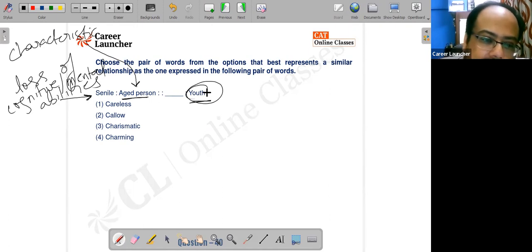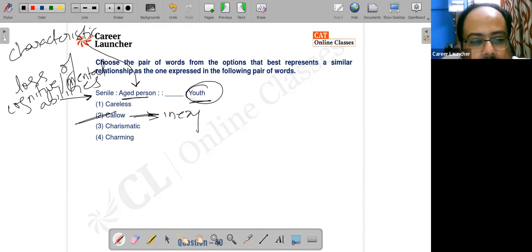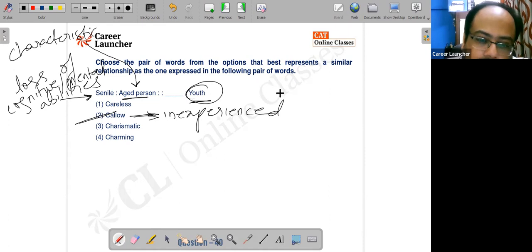Tell me what option? Out of options 1, 2, 3, 4, which option? Something that could be a characteristic of the youth, of young. Somehow correct. It is option 2. Callow. Callow means inexperienced. In some cases, it could even refer to immature. So youth maybe could be inexperienced or immature.